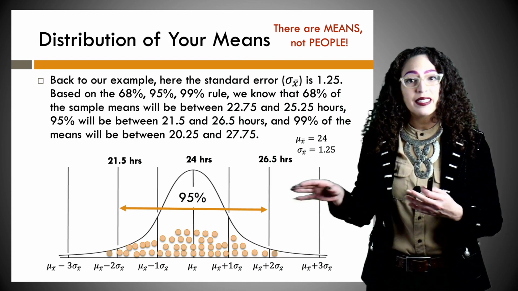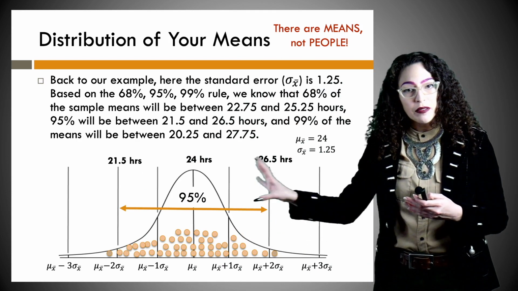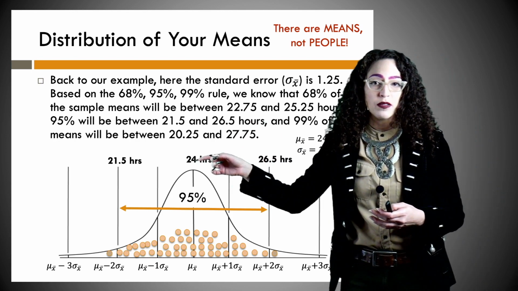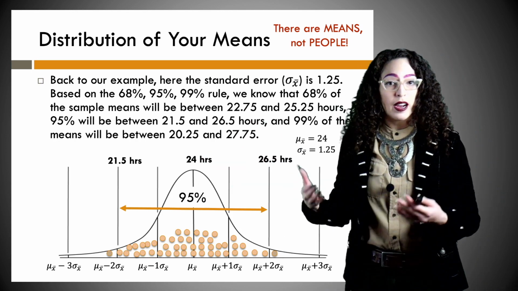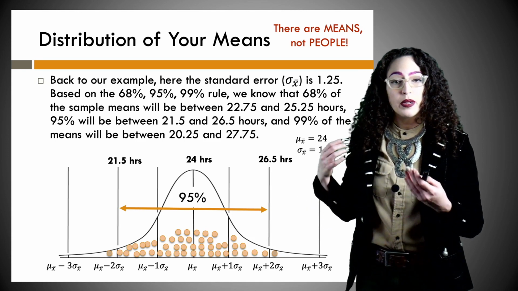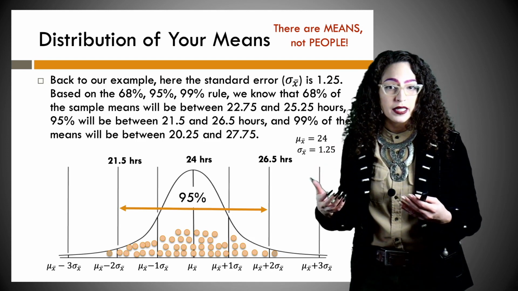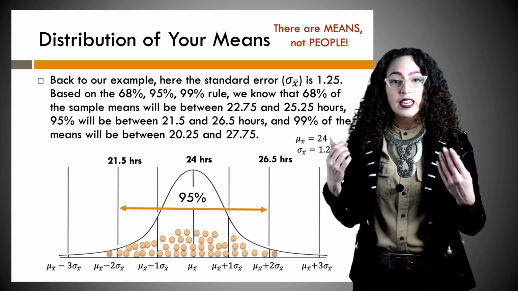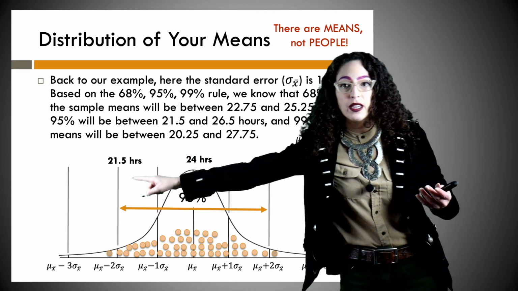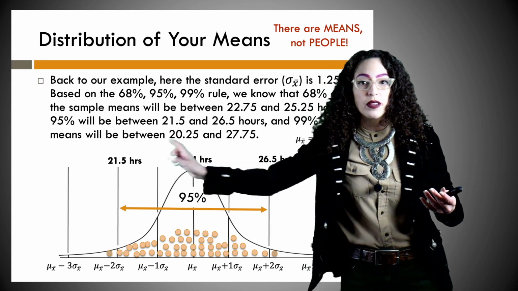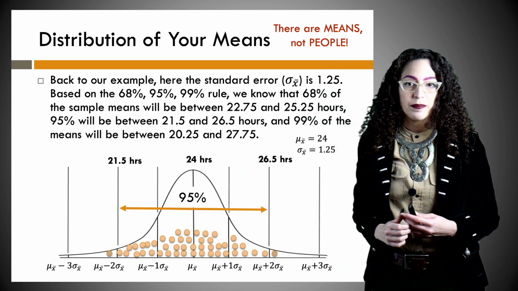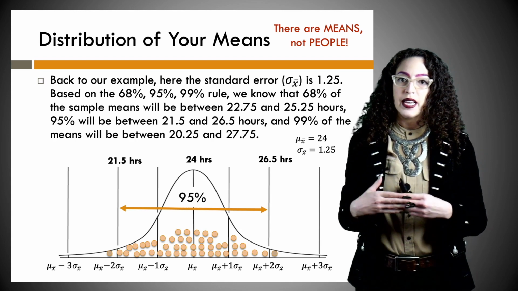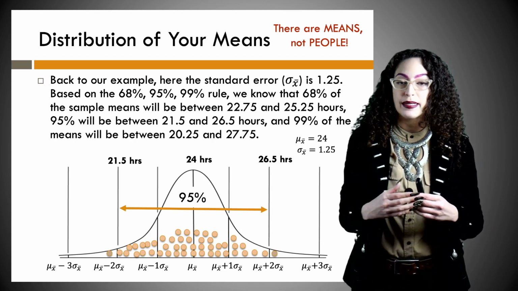Just to reiterate, this is purely theoretical. We'll never actually have access to this. We're pretending right now that we know the truth is 24, and based on our sample size of 50, we would expect 95% of our samples, if you went out and did another one of another 50, 95% of them will fall between 21.5 and 26.5. This again is going to be incredibly helpful for us when we start doing our hypothesis testing.